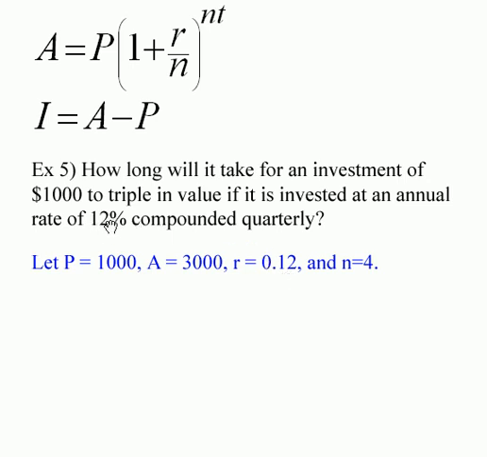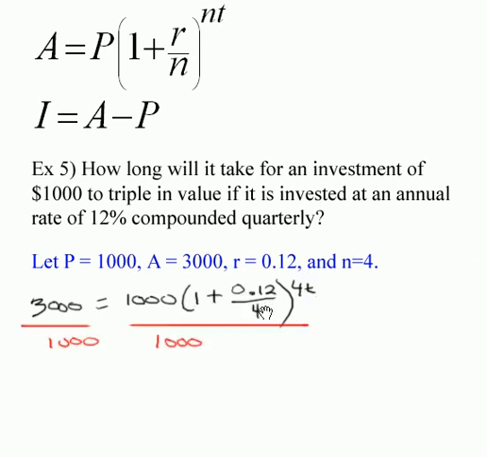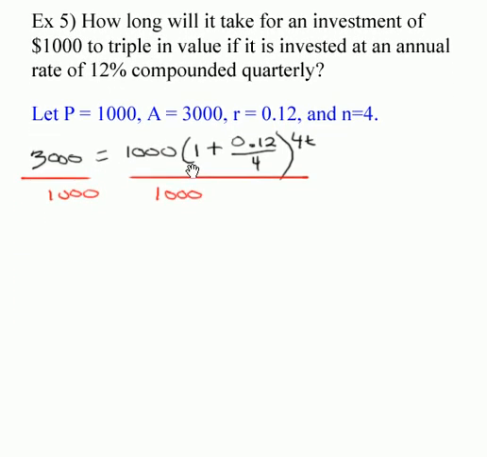Alright, easiest thing to do to solve this problem, the very first step would be to take our initial amount, 1,000, and divide both sides of the equation by that, because that'll simplify matters, and we will just have 3 equals what's in the parentheses here. 0.12 divided by 4 is 0.03. Add that to 1 is 1.03, raised to the 4t power.